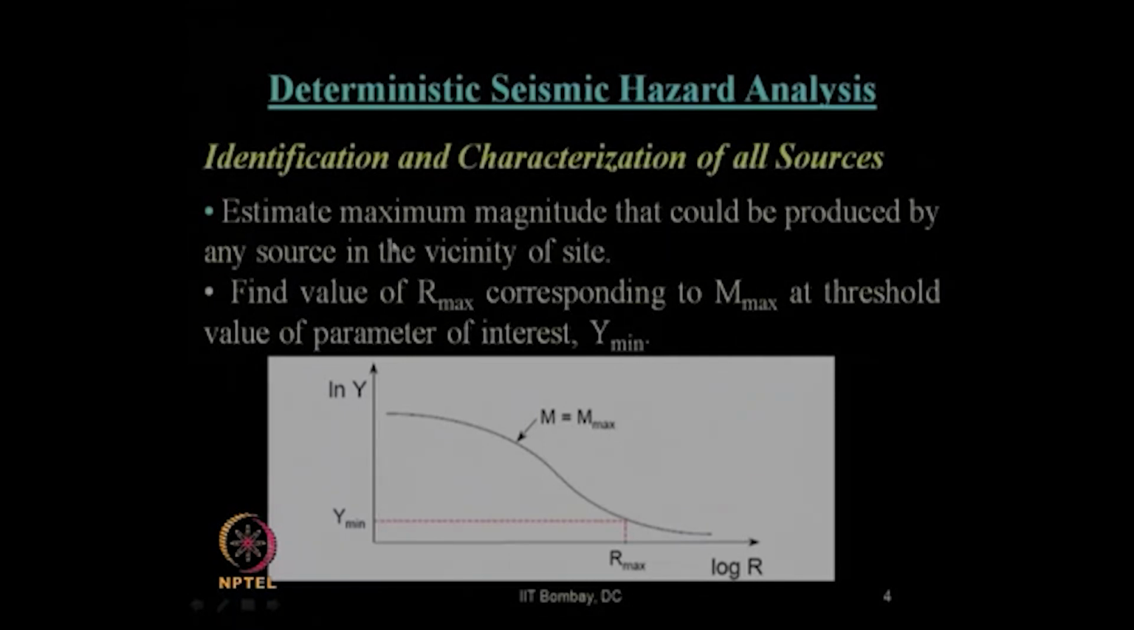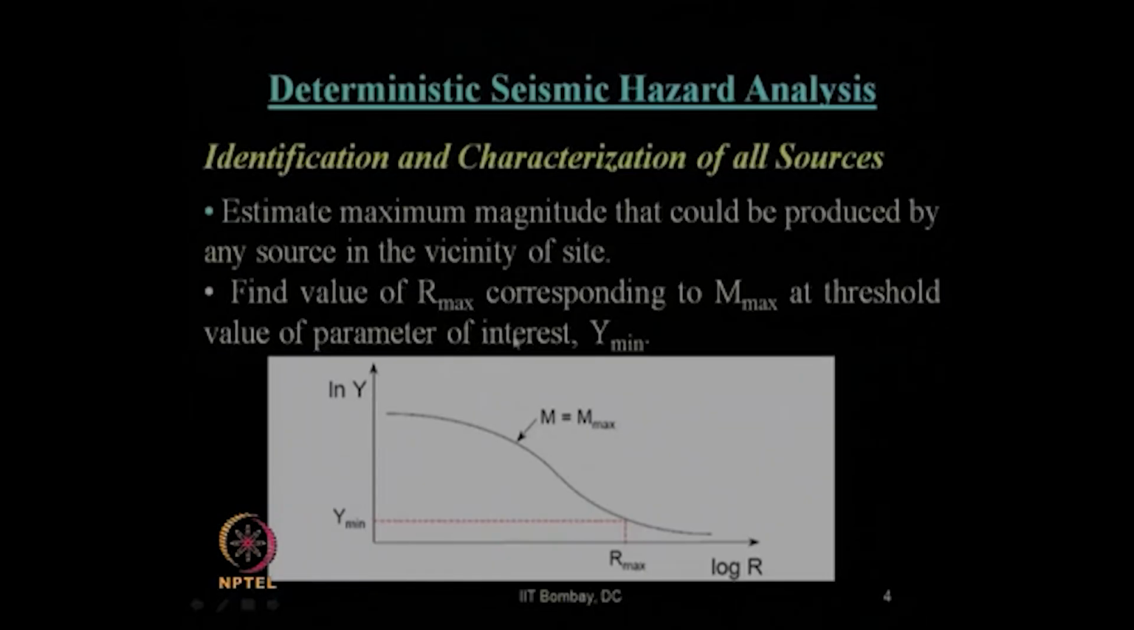So, we first estimate the maximum magnitude that could be produced by any source in the near vicinity of the site. There can be several faults from the past historic data or the fault characteristics. We can estimate what is the maximum value of MW in the nearby region which can occur for that site. Then find out the value of R max, that is the maximum distance corresponding to that M max value at the threshold parameter of our interest.